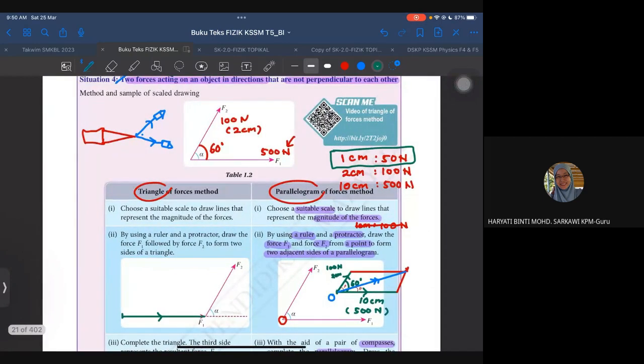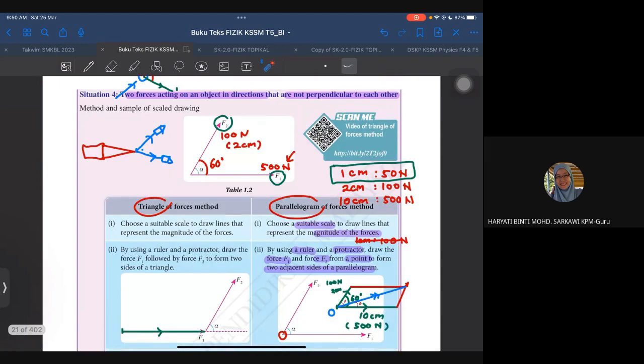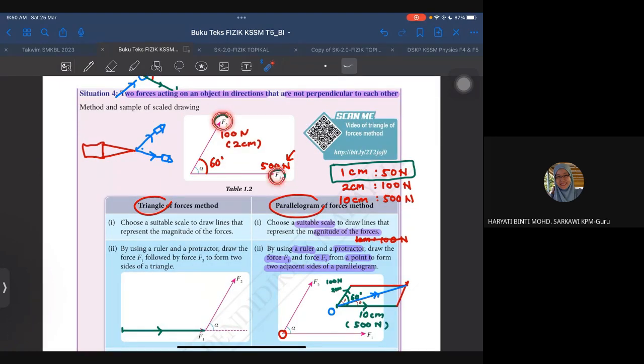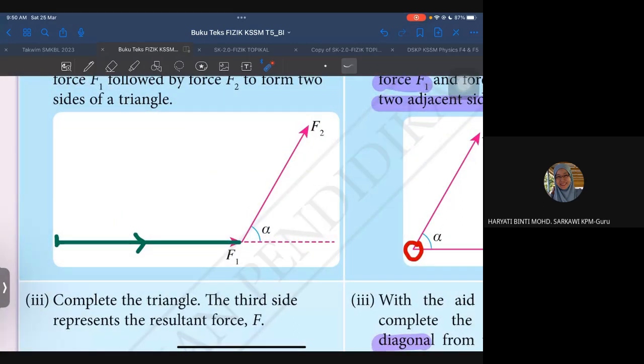Since I start with F1, this is the first force. The second force is F2. Okay, so we draw F1 first. This is F1. Then F2, you draw at the end of F1. But now you really need to be careful with the angle. You can see here, the original angle between F2 and F1 is alpha, let's say 60. So when you want to draw your F2, make sure you have a reference line. This is your reference line. Because the angle between the horizontal and F2 must not change, must be the same. So if this is 60, it means you need to measure 60.